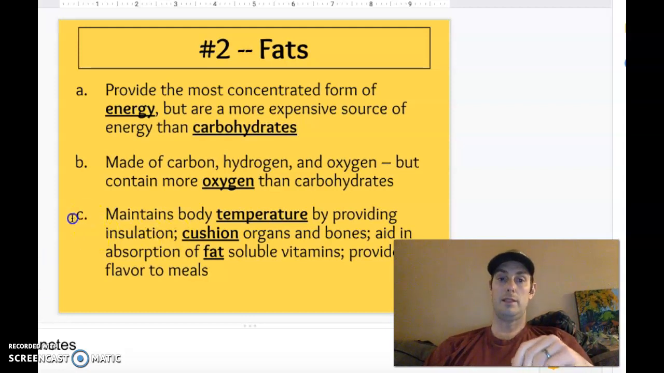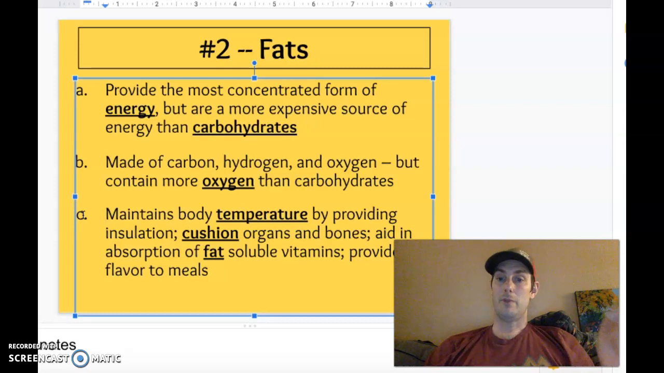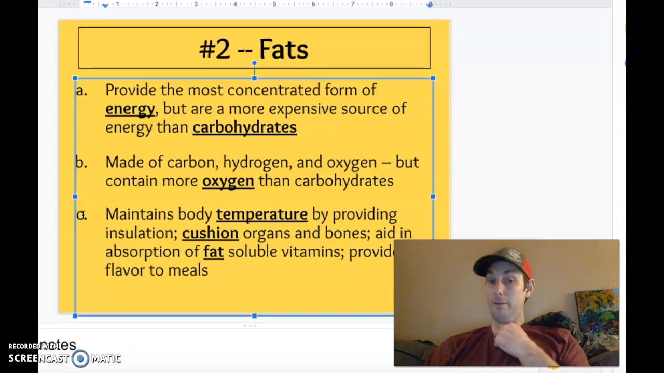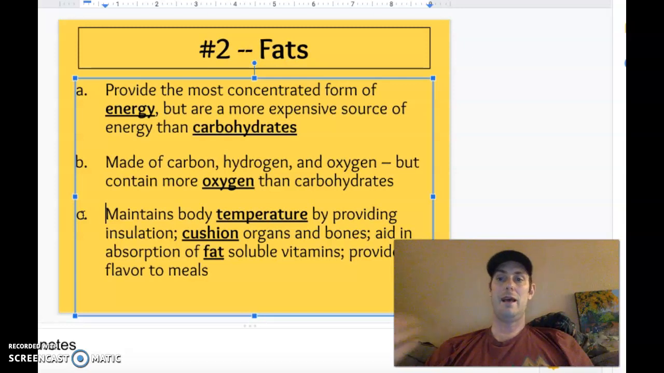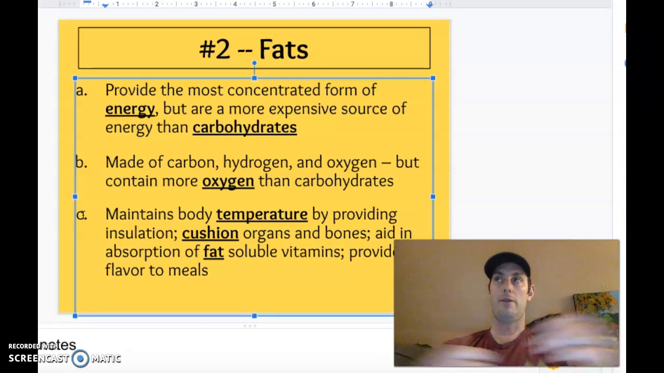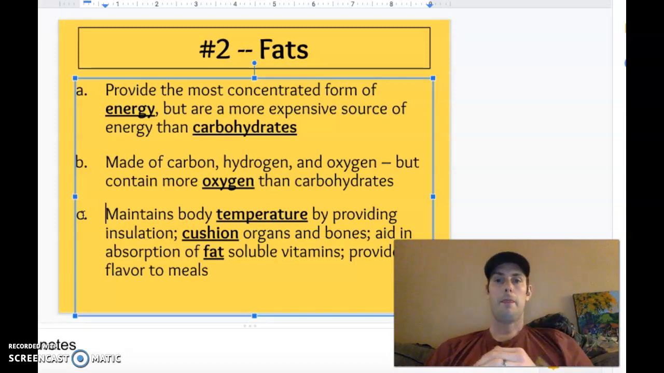If you go down and look at section C here, it says they maintain your body temperature by providing insulation. They cushion organs and bones. They aid in the absorption of fat-soluble vitamins, so they help your body absorb vitamins. Fats have gotten a bad name in the past. Now people really realize that healthy fats are really good in your diet. You know, the keto diet, maybe you've seen that. That is all real high fat intake and lower carb. Eating healthy fats has been shown to have some major health benefits.